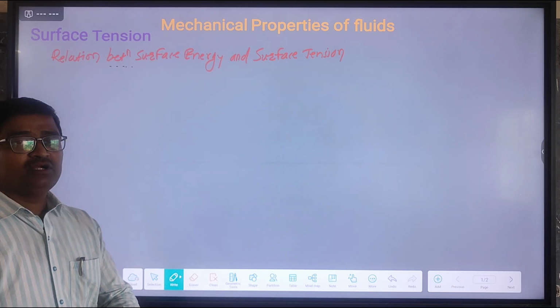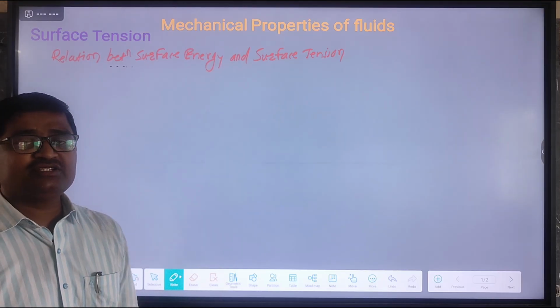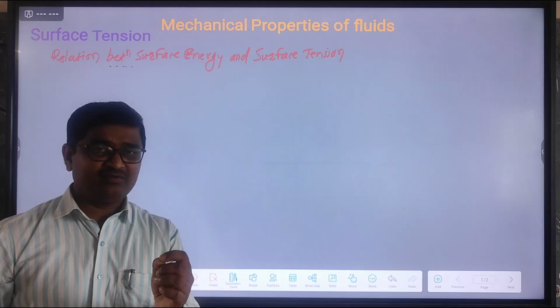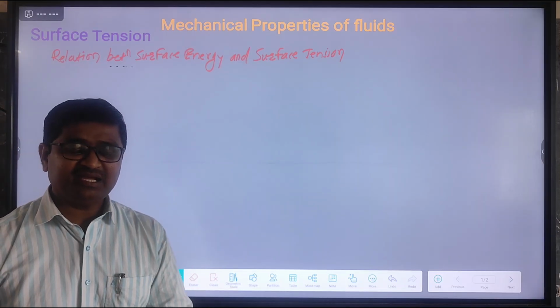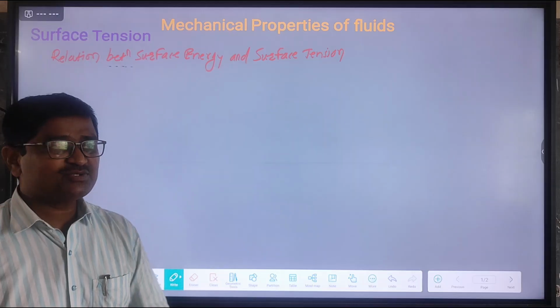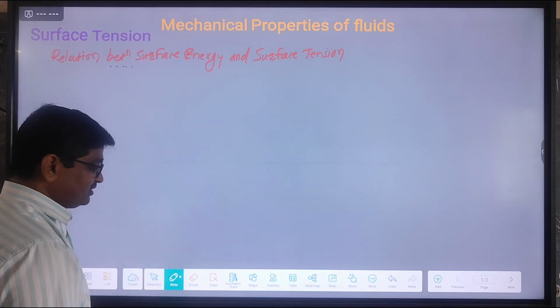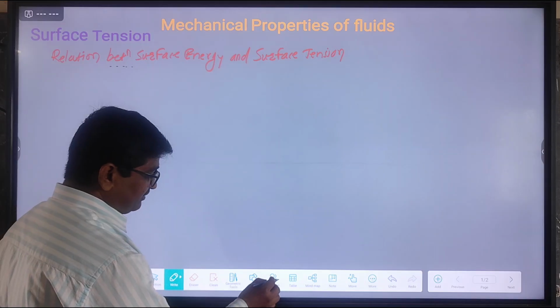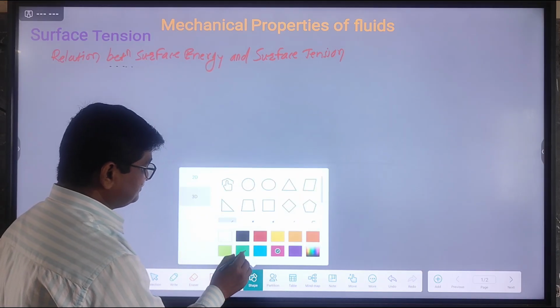Okay, so what is the relationship between surface energy and surface tension? We will discuss such a relationship with the help of a simple experiment. So we can perform an experiment, and with the help of this we will discuss the relationship between surface energy and surface tension. For this, we are given a rectangular frame.